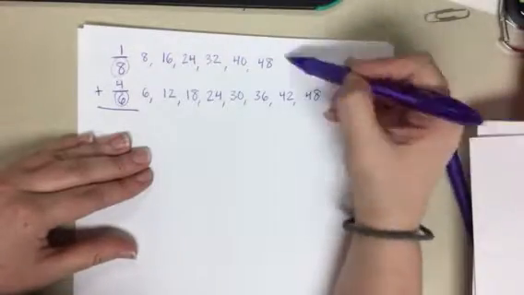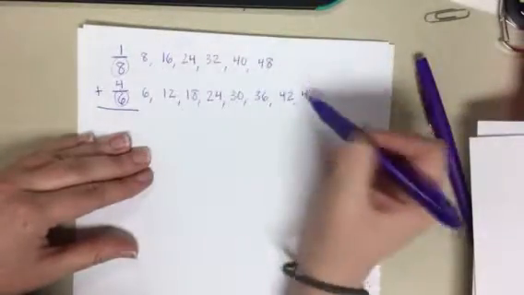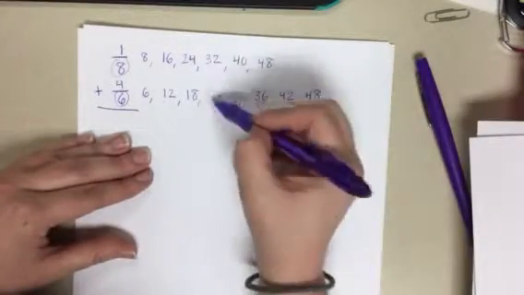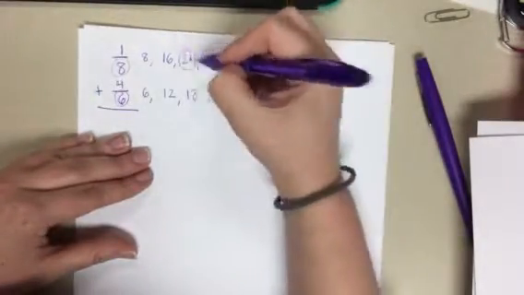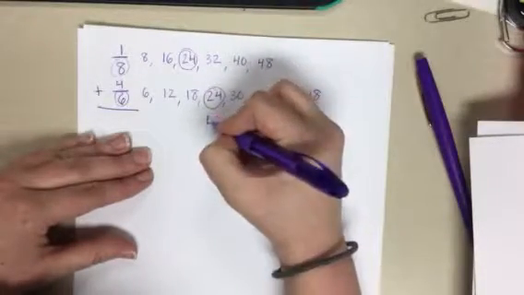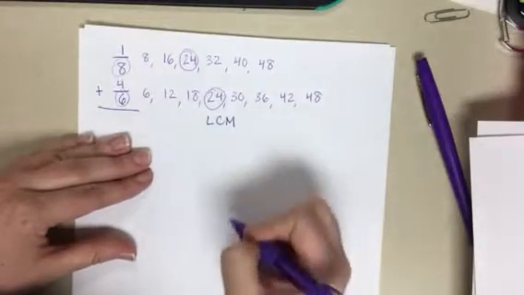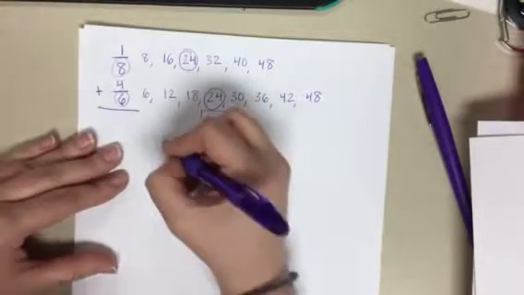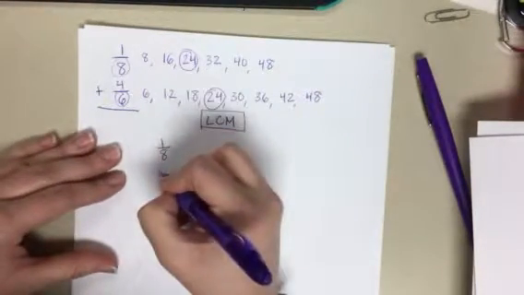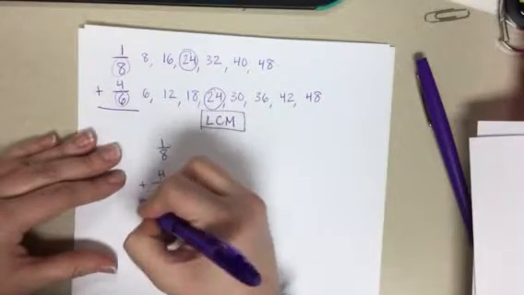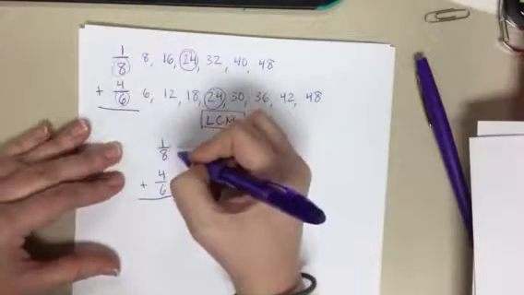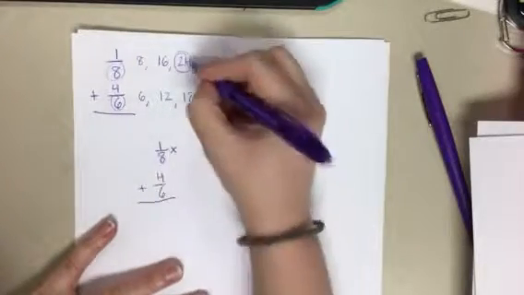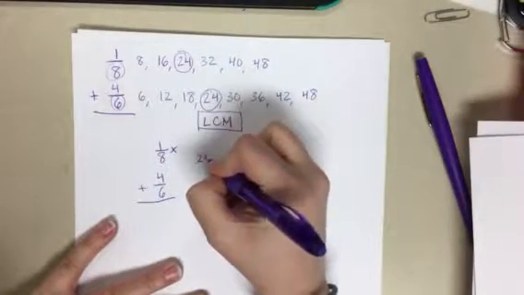So at first I was thinking, oh, let's do 48. 6 times 8 is 48. But we don't have to do that large of a number. They have a smaller number in common. 24 is going to be our least common multiple, which is our LCM. Okay. So again, I'm going to rewrite my problem down here.